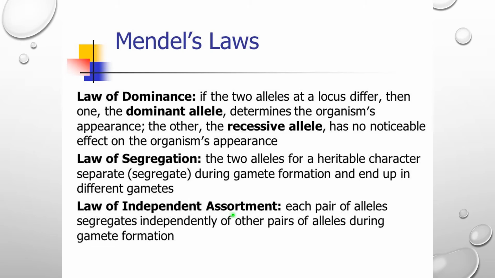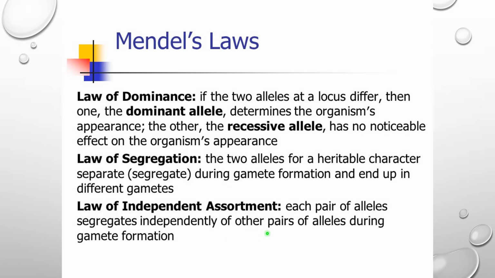The law of independent assortment is the third law. According to this law, each pair of alleles segregates independently of other pairs of alleles during gamete formation. Here they are talking about 2 pairs. The law of dominance and the law of segregation are seen in monohybrid crosses. When we talk about the law of independent assortment, we are talking about the dihybrid cross. Di means two, so two contrasting characters are taken.